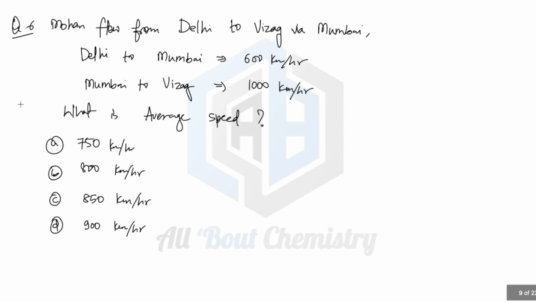Next one was a very easy question, direct from my aptitude series videos. It says Mohan flies from Delhi to Vizag via Mumbai. Delhi to Mumbai speed is this much.